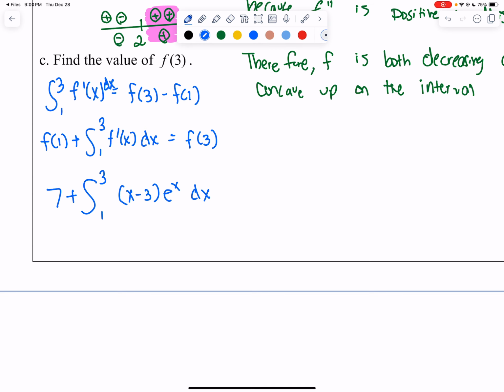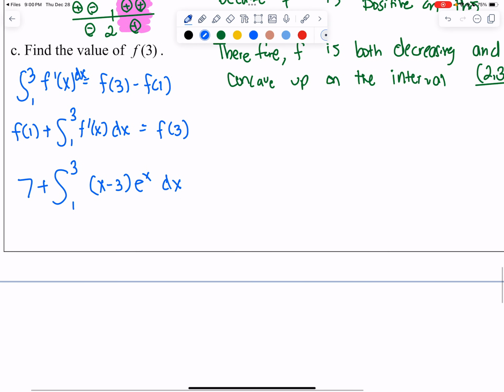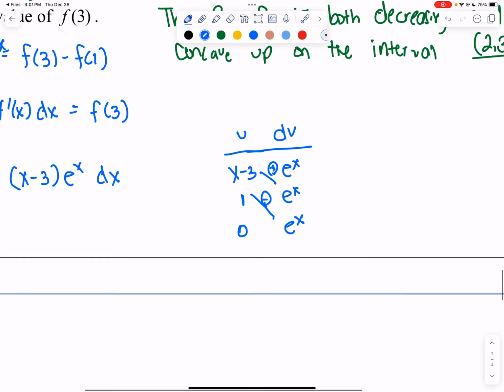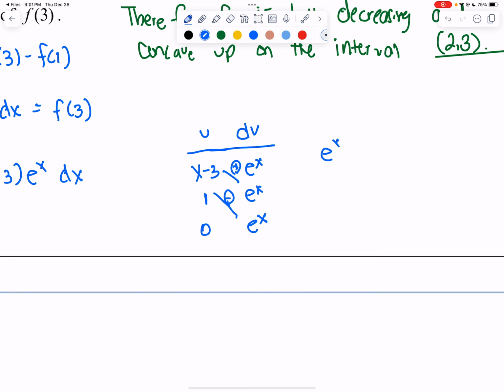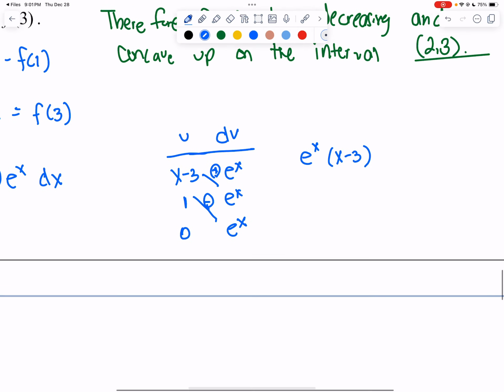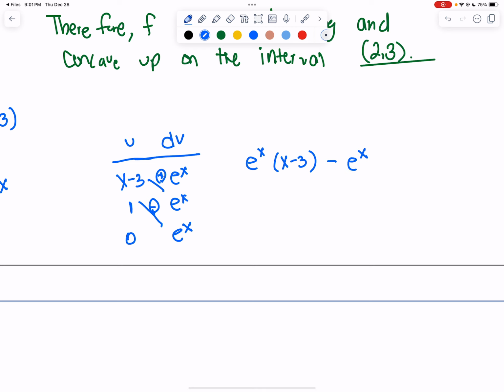I'm going to use the tabular method just because you have e to the x, and that's going to be your dv, because guess what? The integral of e to the x, yeah, it's just e to the x, which means that u is going to be x minus 3 because I could take the derivative of that, that becomes 1. Take the derivative of that again, that becomes 0. Alternate your signs, which is going to give us e to the x times x minus 3, minus e to the x.